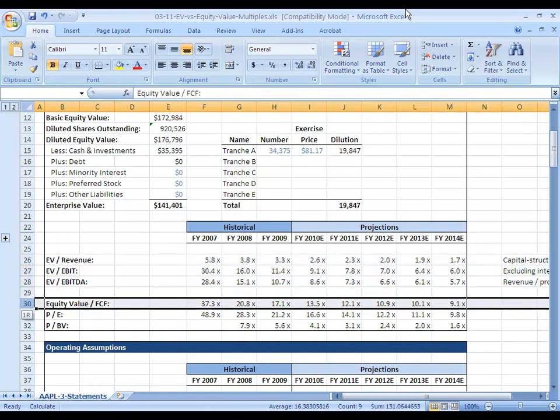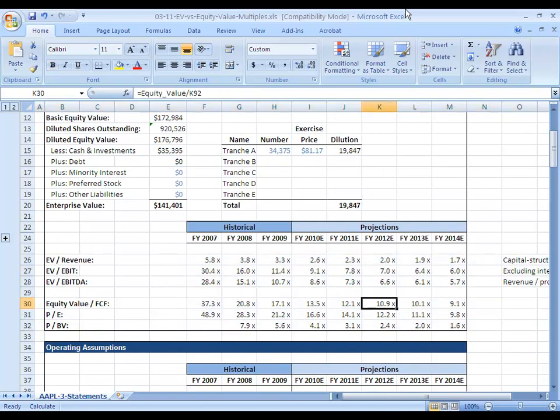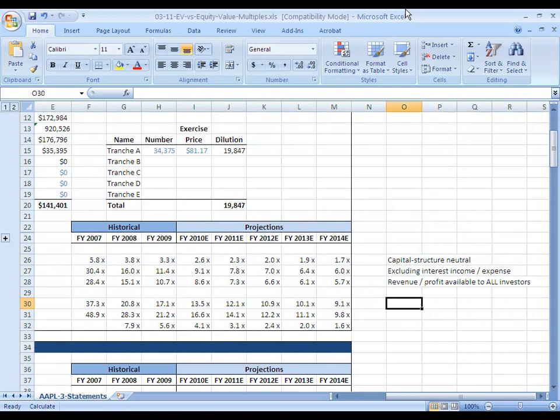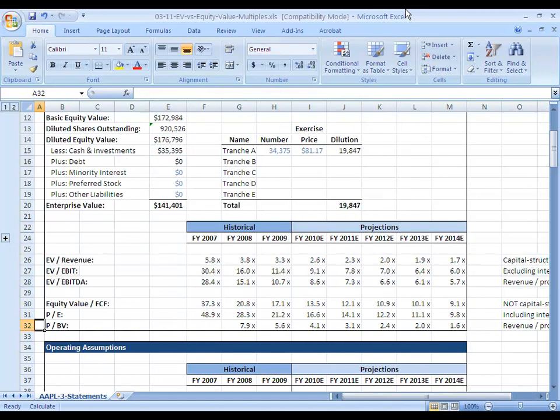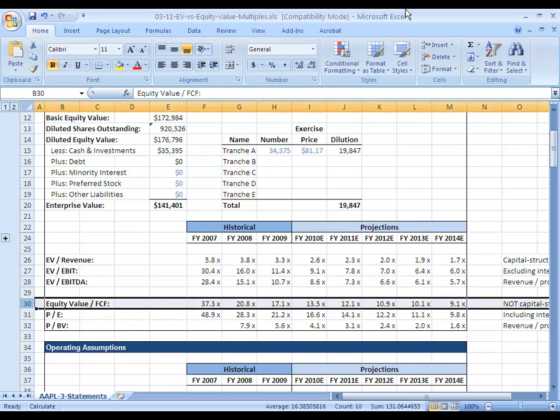With equity value, by contrast, it's the opposite. We are taking into account metrics here that are not capital structure neutral, and we're including interest income and expense, and in this case, the revenue and profit available to only equity investors. So let's just think about the reasoning for this one. For free cash flow, let's go down to the cash flow statement and take a look at this again.